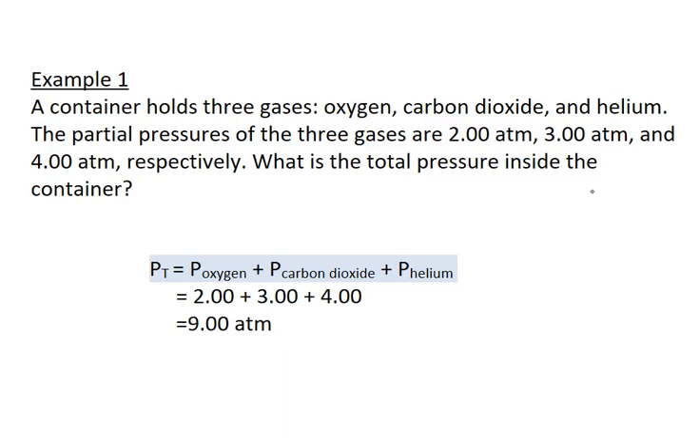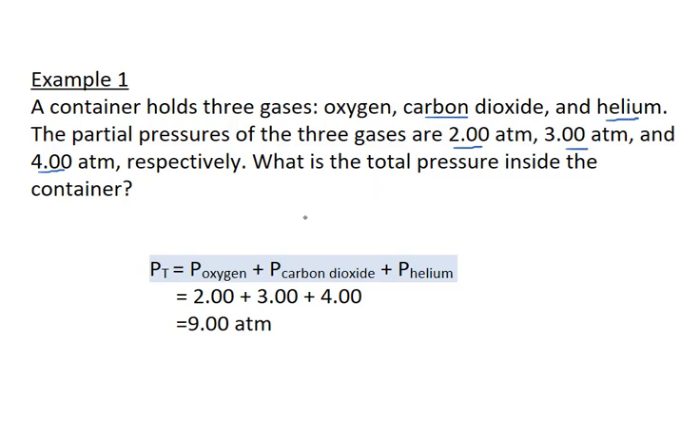We're going to look at some examples of Dalton's law. In this first example, we've got a container with three gases, oxygen, carbon dioxide, and helium, with pressures of 2, 3, and 4 atmospheres respectively. And we'd like to know the total pressure inside the container.